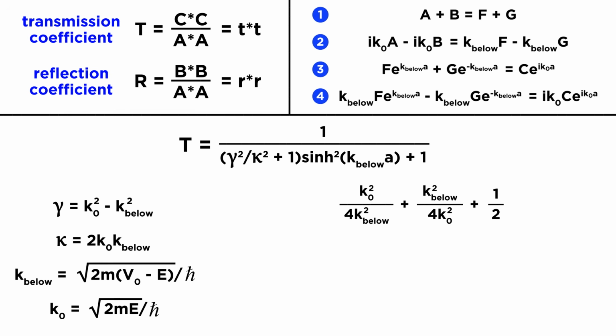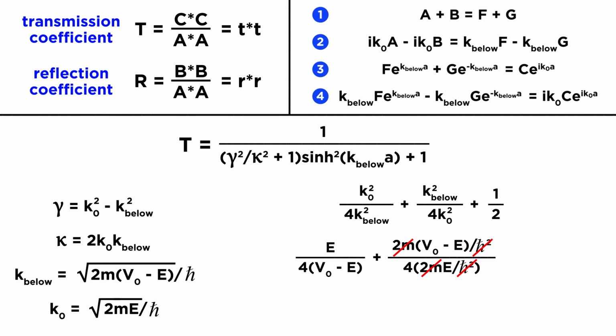Now let's plug in our definitions for these k terms. For this first fraction, we plug in the squares of the expressions, and we cancel out the h bar squareds and the 2m, leaving us with E over 4 times the quantity V0 minus E. For the second term, we get V0 minus E over 4E. And then 1/2 stays as it is.